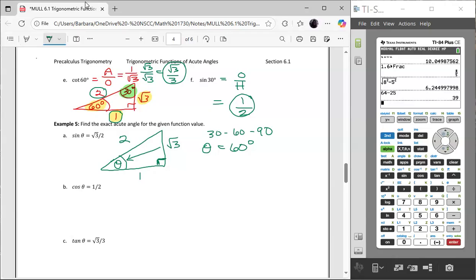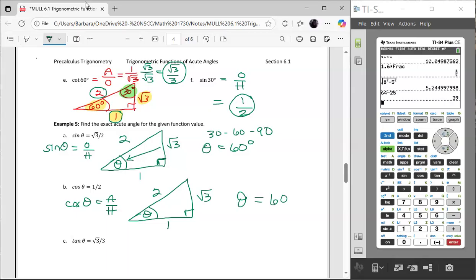Let's see, the cosine is 1 over 2. And the definition of cosine is adjacent over hypotenuse. Over here, the sine was opposite over hypotenuse. Okay, so we're going to sketch another triangle where you have theta in one of the angles. The adjacent side to that is 1, and the hypotenuse is 2. And again, we have a 1, square root of 3, 2 triangle where theta is equal to 60 degrees.